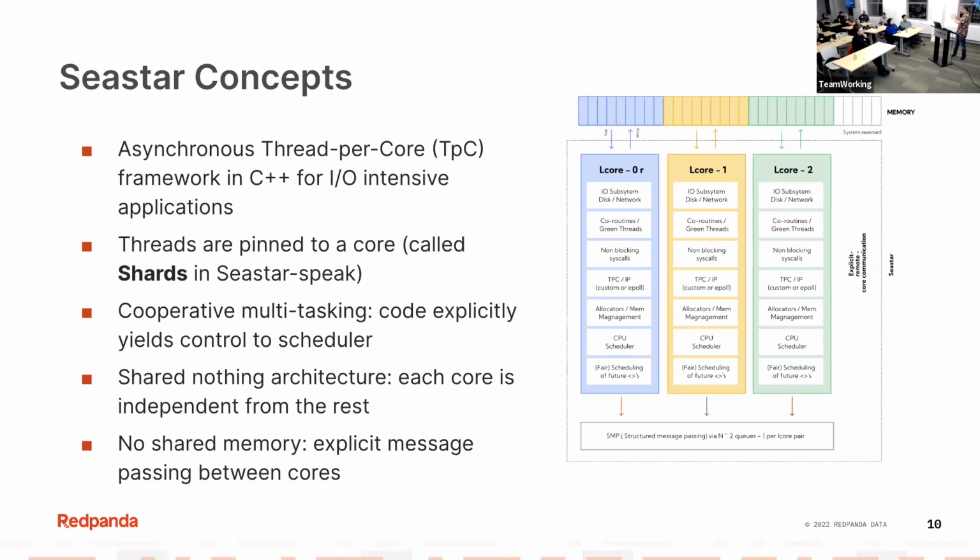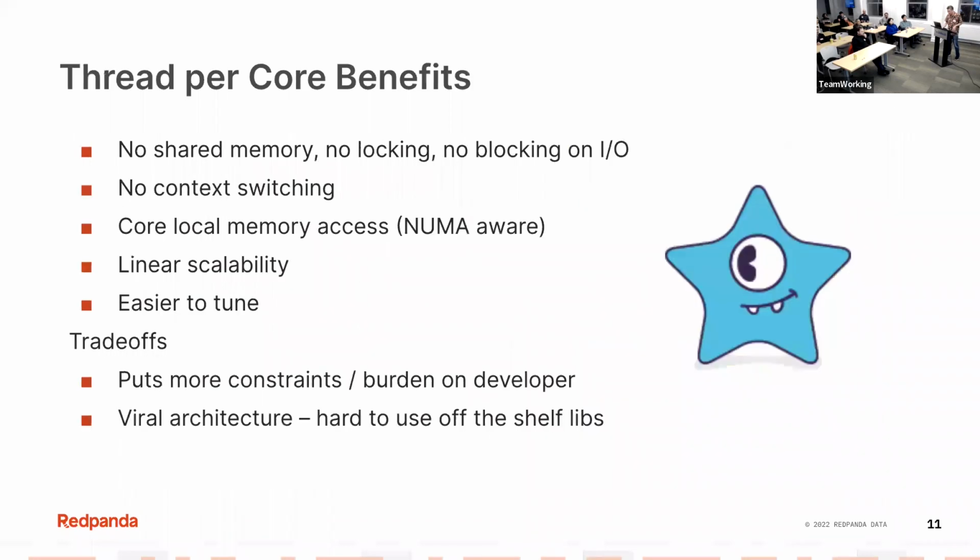Because every shard basically has dedicated memory. But sometimes you have to exchange data between these cores, and so C Star has this message passing capability whereby each core has an inbox and an outbox to every other core, right? So it's kind of like the actor model implemented in C Star, right? So that means no one's ever waiting. There's no locking. There's no blocking.